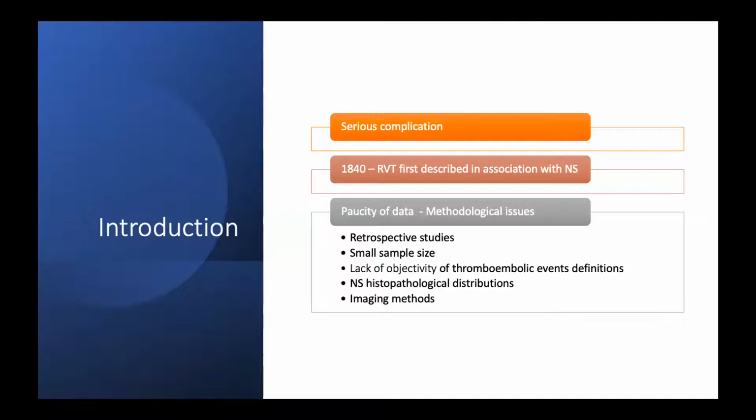This is mainly because of the methodological issues involved in data collection. Most of the studies are retrospective studies with small sample sizes, and there is lack of objectivity of thromboembolic event definitions. There is also difference with regard to the histopathological distribution of nephrotic syndrome in various populations. And depending on the imaging modalities used, and whether the imaging was done in response to some symptoms or as a screening modality, the incidence of thrombotic events has varied across various studies.